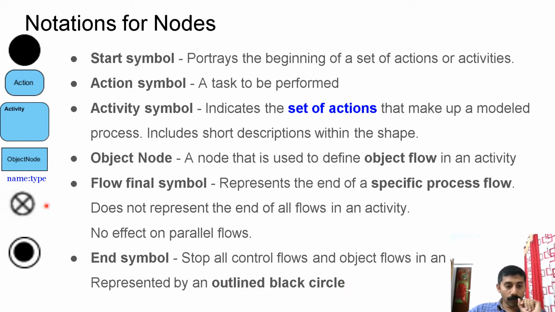And in the case of flow final symbol, it is telling that one particular control flow is getting completed. There is no effect on the parallel flows. They will be continuing. But end of flow is telling that all control paths are getting completed. That is indicating the end of your activity diagram.